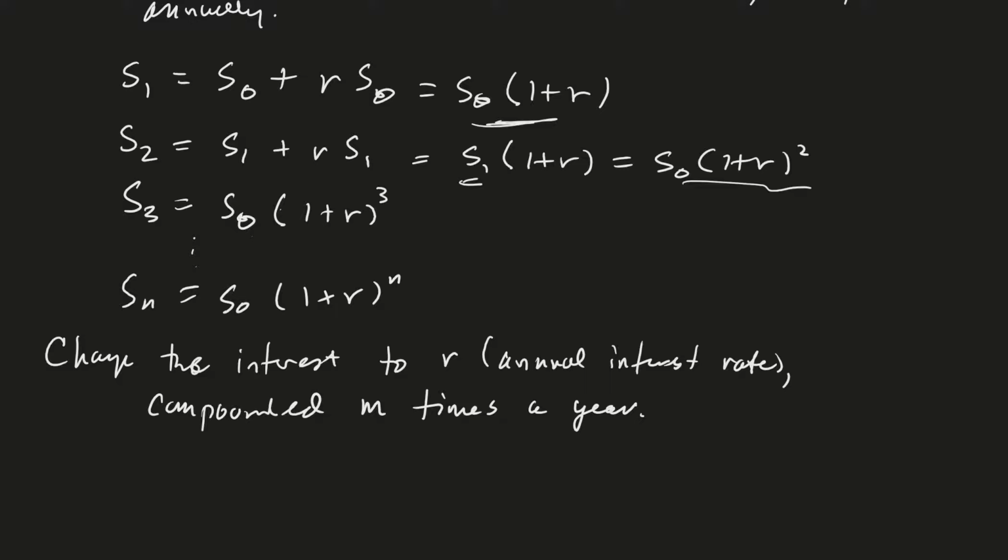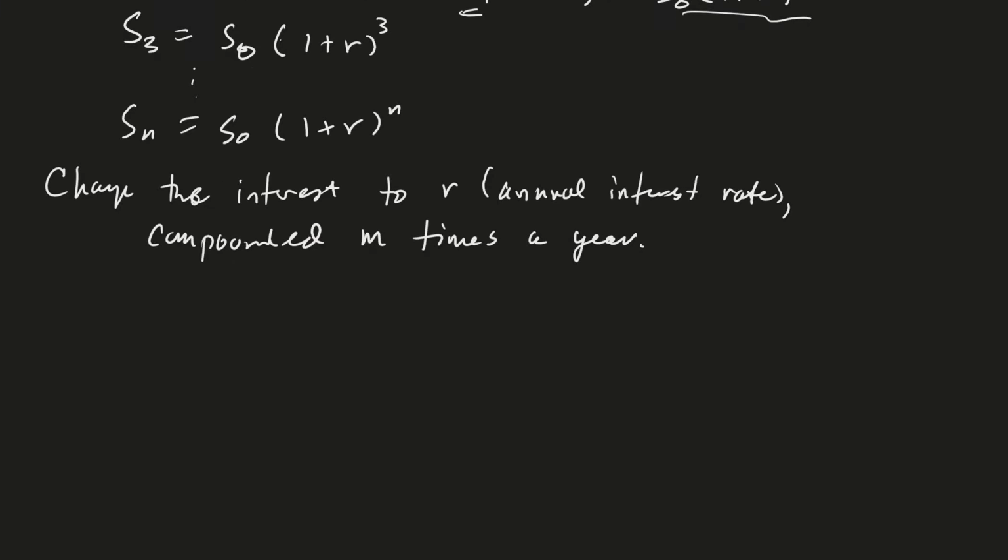Well, after n years, we'll have S sub n equal to S sub 0 times 1 plus, but the interest rate's not the same interest rate, right? How's the interest rate changing? If you're doing it like 4 times a year, then the interest rate that you're using is cut by 4, right? So it would actually be R over 4. And so the interest rate that you're now using is R over M, but then you're compounding it M times N times, right?